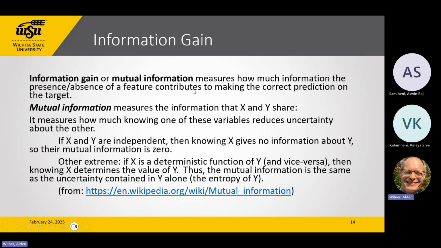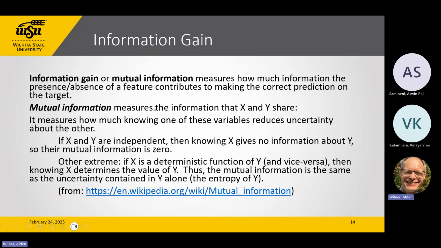Information gain. Mutual information measures how much information the presence or absence of a feature contributes to making the correct prediction on the target. So if we're doing a regression, we add the feature, how much does our sum squared of error decrease with adding this new feature? How much does it contribute to making a prediction? Right? If we're doing classification, we have labels on things. We're trying to see if we can make our model match the labels we have already been told are accurate. And so the error rate, how much does adding this feature decrease the error rate, right?